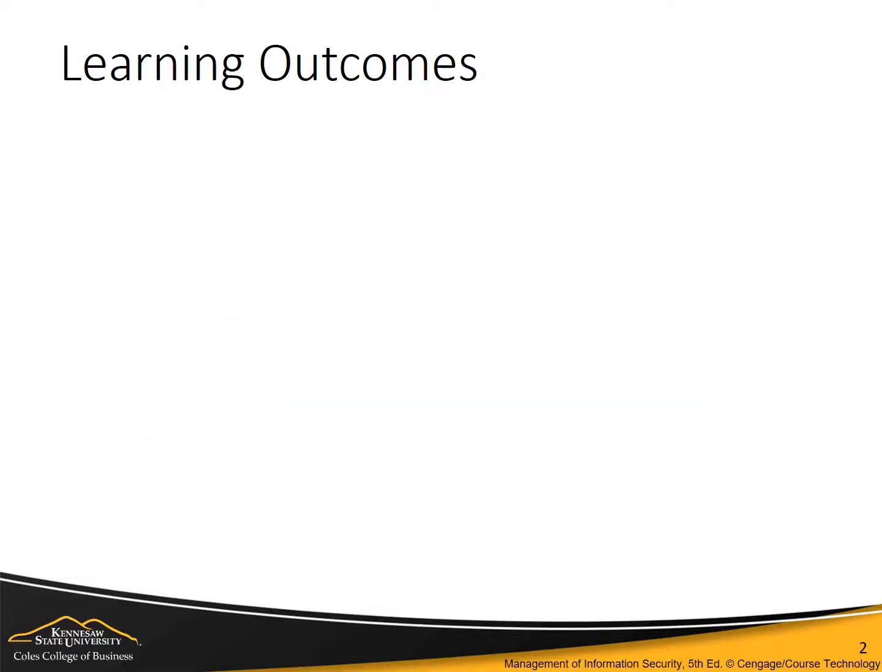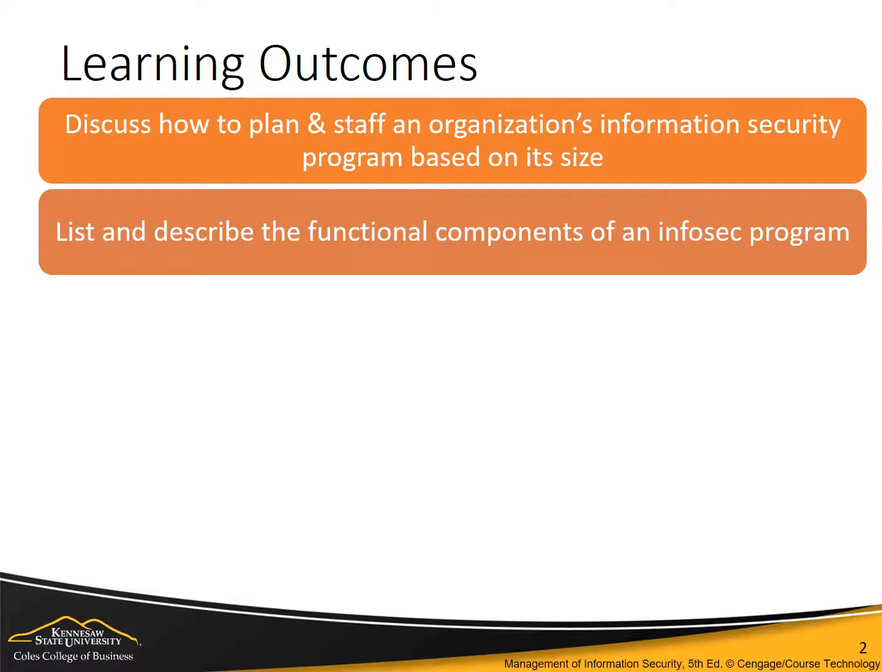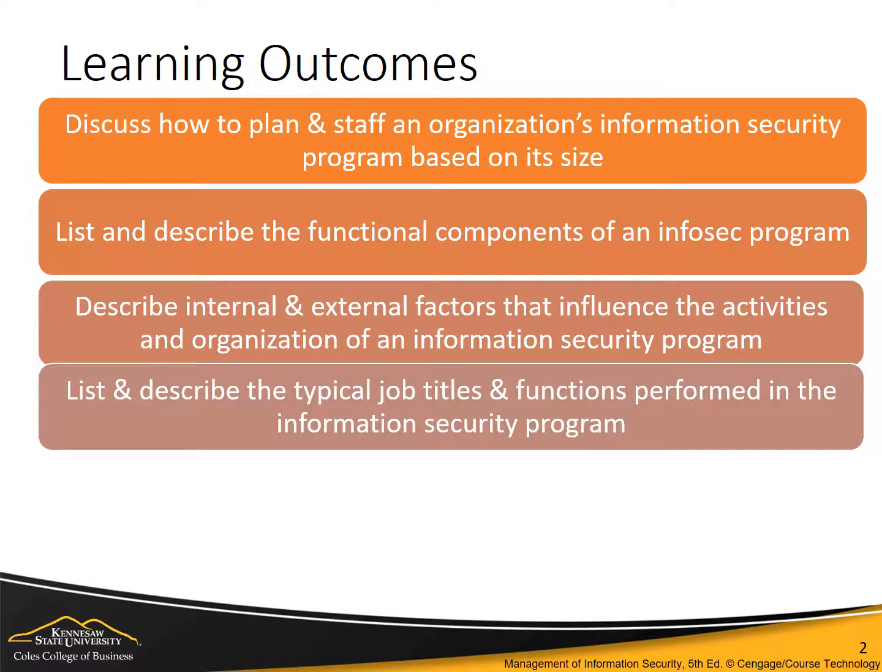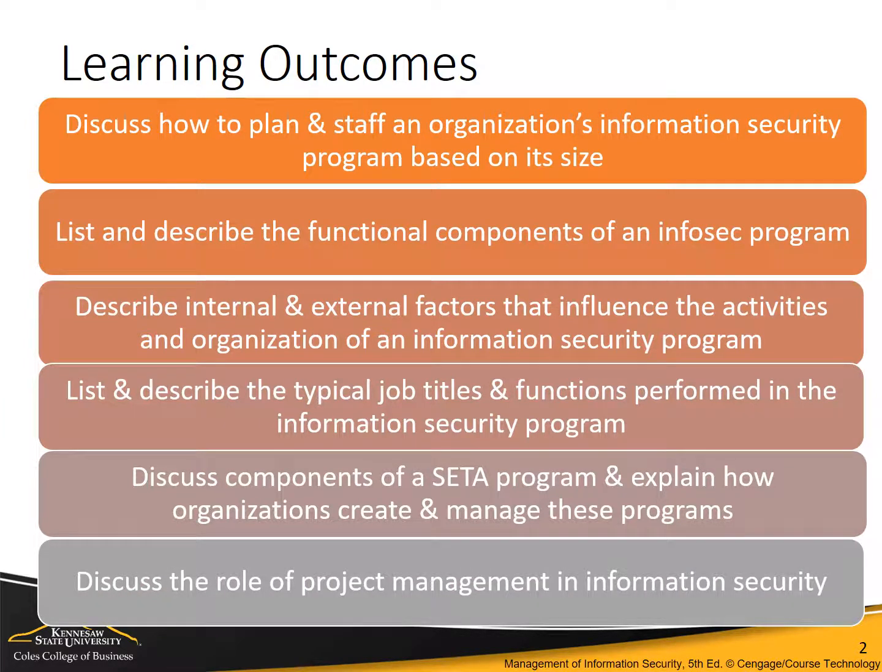The learning outcomes include: determine how to plan and staff an organization's information security program based on its size, list and describe the functional components of the information security program, evaluate the internal and external factors that influence the activities and organization of an information security program, list and describe the typical job titles and functions performed in the information security program, describe the components of a security education, training, and awareness, or SETA program, and understand how organizations create and manage these programs, and discuss the role of project management in information security.